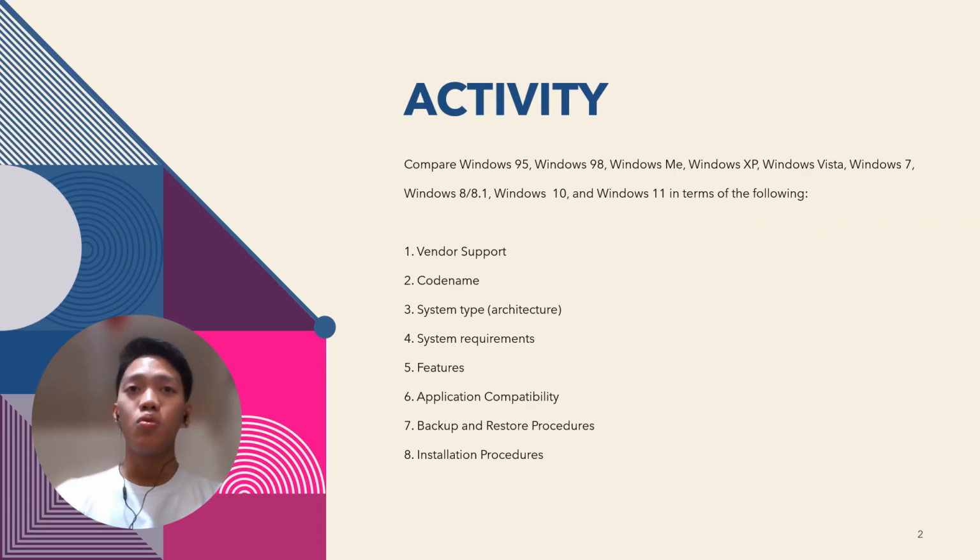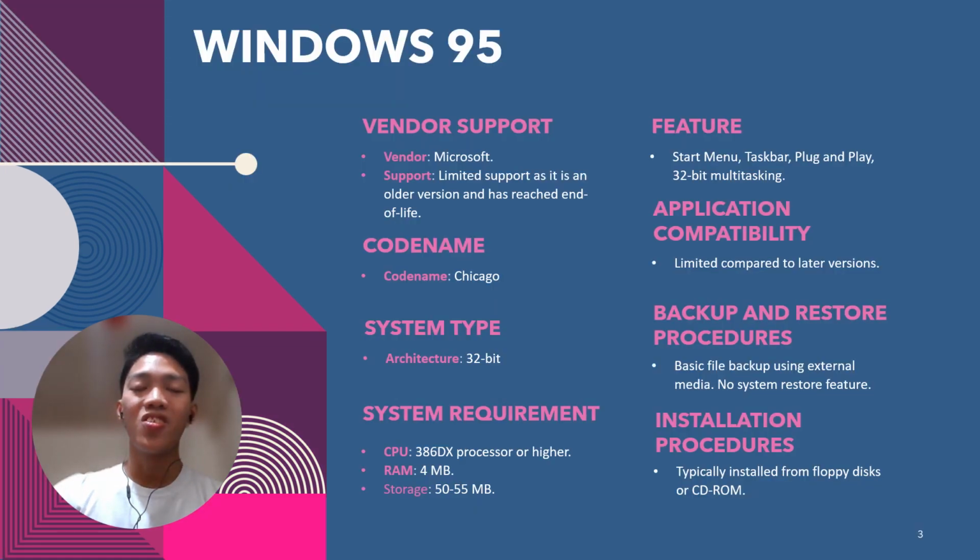For this activity we will be comparing different versions of the OS: Windows 95, 98, Me, Windows XP, Vista, Windows 7, 8 or 8.1, 10 and 11, depending on the following terms that you can see below the screen. So let's first talk about Windows 95.